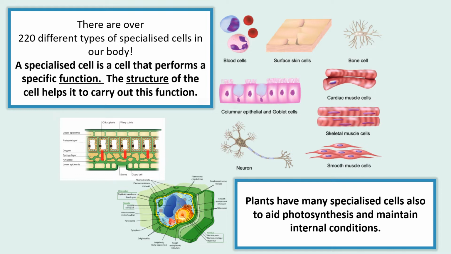So if you have a look at the diagram, which is a cross-section of a leaf, you'll see that there's a palisade layer, so they contain palisade cells. You've got the upper epidermis, so they will contain specialized cells. You've got a mesophyll layer, which is the spongy layer, so that contains specific types of cells. And you've got things like guard cells. So plants have specialized cells too, and most of the time they're specialized to aid photosynthesis and maintain the internal conditions.